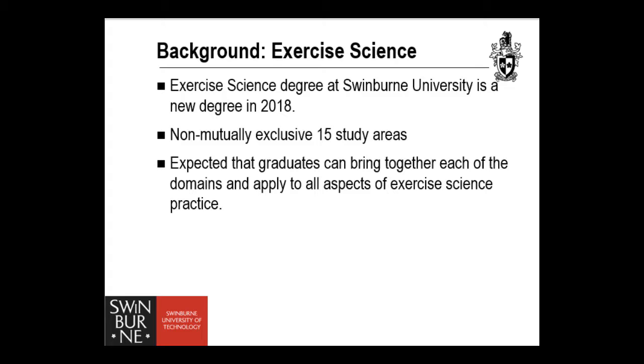Exercise science is a new degree which only started in 2018. It comprises 15 different study areas, but they're actually non-mutually exclusive. And it is expected that graduates can bring together each of these domains and apply them to all aspects of exercise science practice.